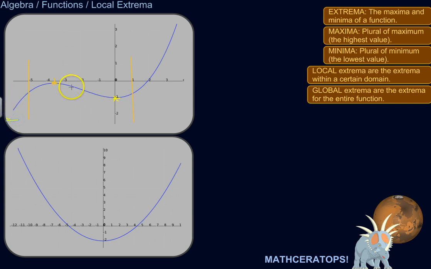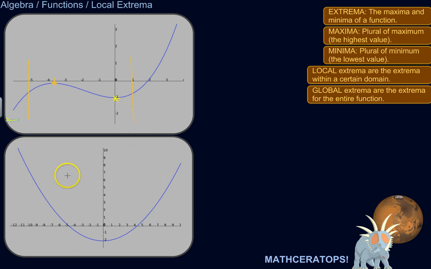In fact, this graph in particular goes towards negative infinity and towards positive infinity, so it doesn't actually have any global extrema. There is no maximum point. It just goes on forever to positive infinity, and it goes on forever to negative infinity. But if I look within a certain restricted domain, there's a local maximum and a local minimum. So let's look at another example.